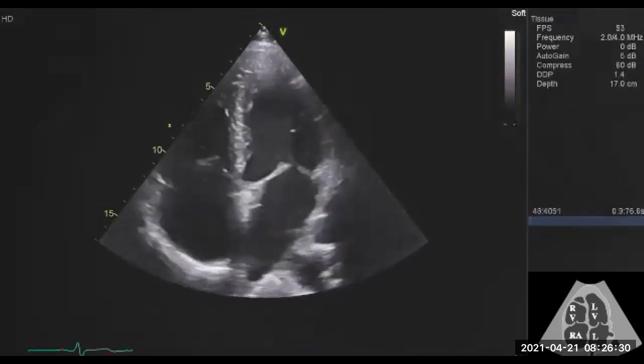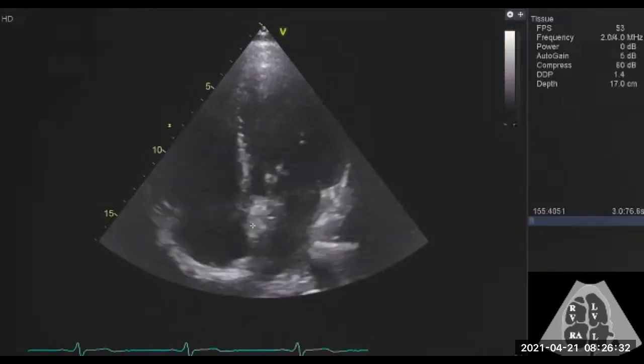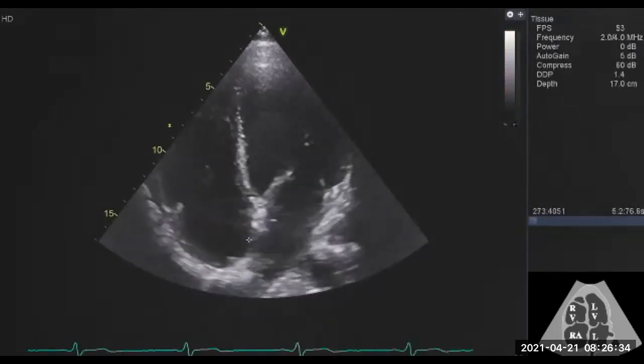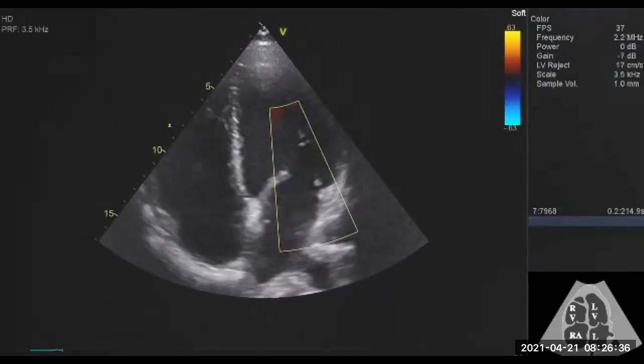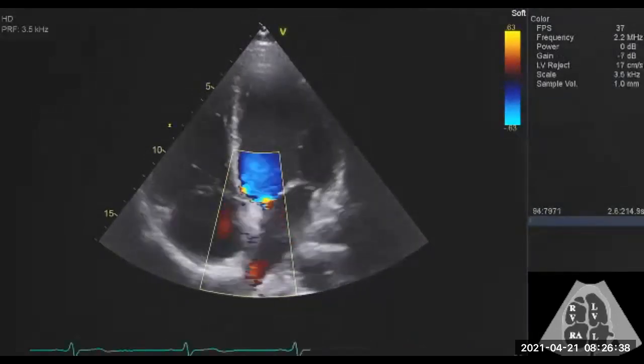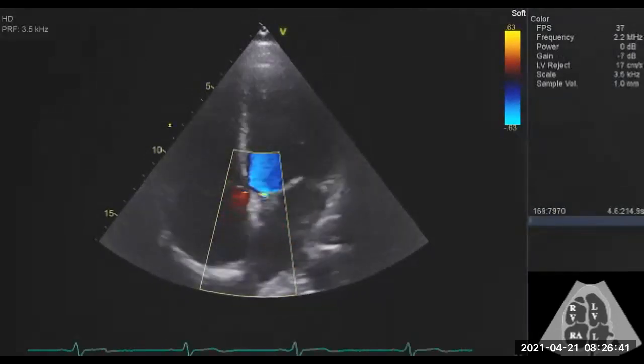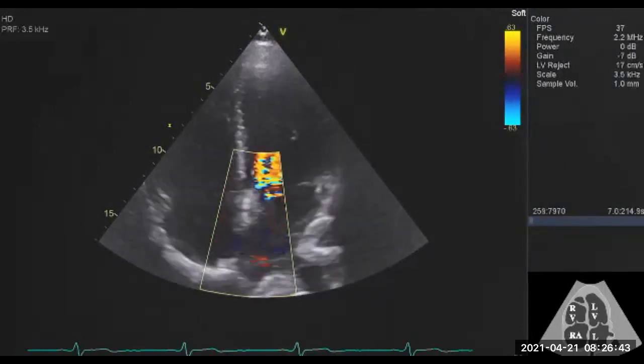I can see the interatrial septum quite well, which is here, but I'm not very well lined up for flow across it. So whilst I could put colour across, I'll probably want to look in a subcostal view to check if there's any ASD or PFO flow.